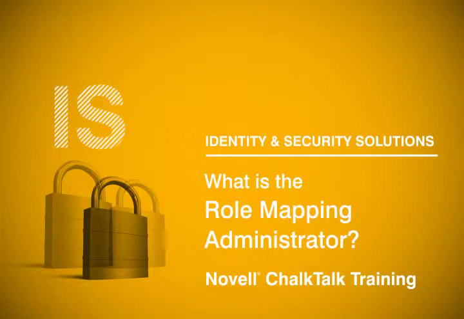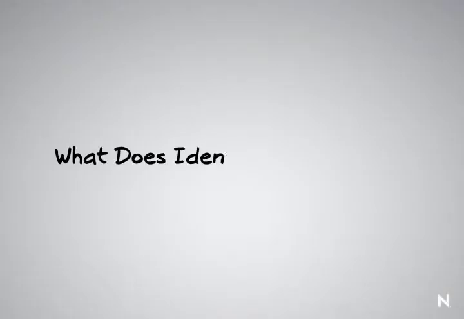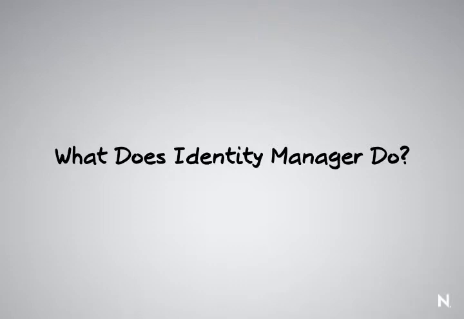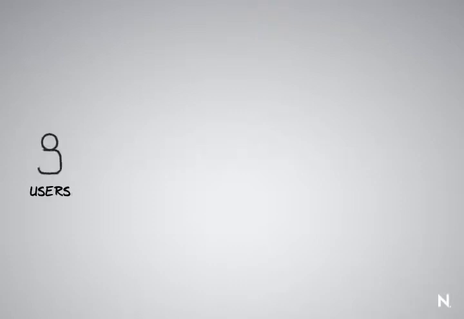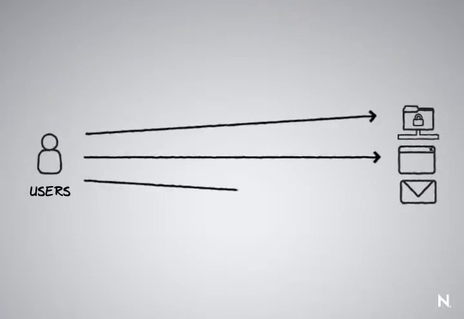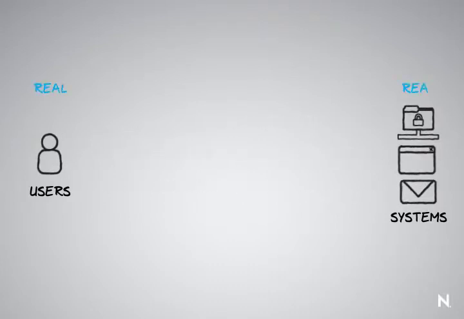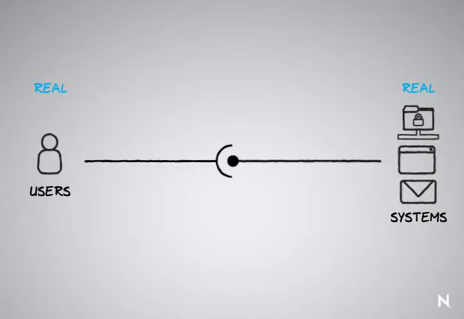Let's begin our discussion about the role mapping administrator by first looking at really what Identity Manager does. Identity Manager allows us to take users and map them to the different identities or accounts that they have in different systems. Now, these are the real things that we have to deal with, and we ultimately create this relationship or link between them.